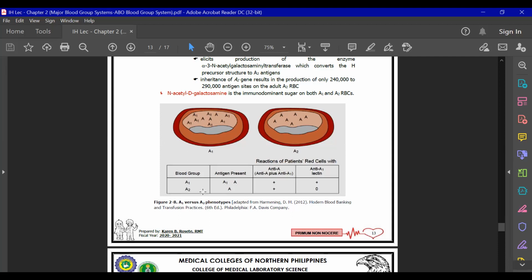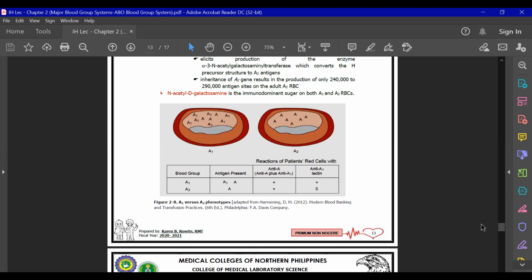That's why in the reaction, when we react the red cells of these individuals with our reagents, your A1 red cells will have an agglutination with both your anti-A and your anti-A1, basically because they have both your A1 and your A antigen present on the red cells. For your A2 phenotype, in contrast, when we react their red cells with your anti-A and your anti-A1, agglutination would only be detected with anti-A, mainly because they only have the A antigen present on their red cells.